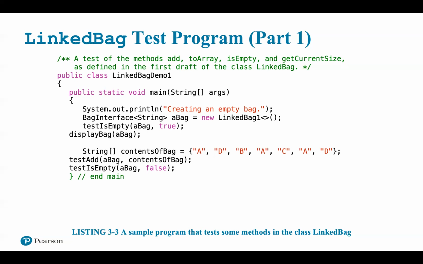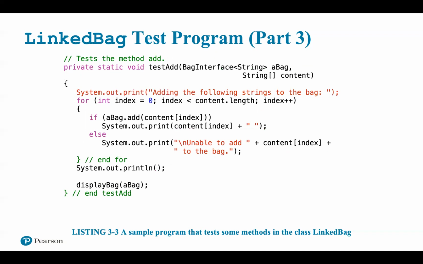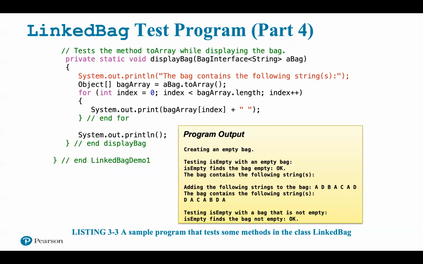Notice that the private static methods here are exactly the same as those given when we were talking about related material in chapter 2. This is possible because the methods use BagInterface as a data type of a bag. So this is the first part. This is the second part, and I won't go through that, but it's here for completeness. And then here's the third part. And finally, we have the end of it and also the data output.